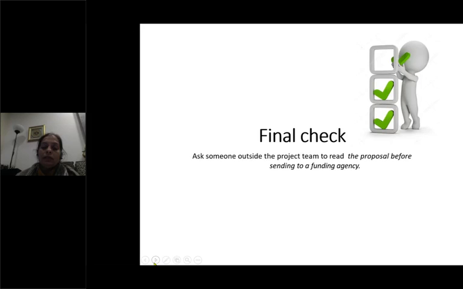So it's always for the final check. We should ask somebody whom we trust outside the project team to see the proposal, because that will give you an outsider's view regarding the project. That will give you unbiased suggestions. You can always ask for unbiased suggestions before you submit the proposal. So that is the final check, and that's all I want to say. If there are any questions, I can take them.